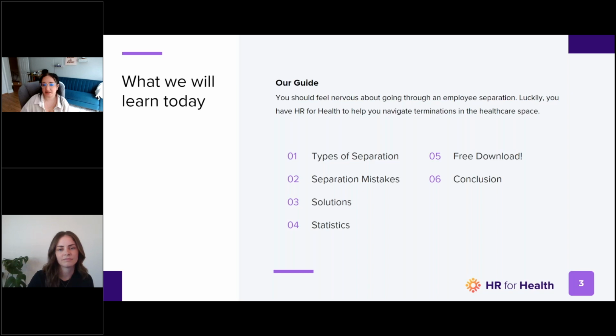And so with all of that experience, she's going to go through these different topics today. We're going to cover the different types of separation. There are actually different types. And two, the common mistakes that people make when firing, terminating, or separating from an employee. Some solutions that you can take with or without HR for Health. We will also give you a couple of tips, but we always want to ensure and let you know that having an electronic documentation software is the best practice overall. And then we have some statistics that we want to talk to you about and how often this happens.